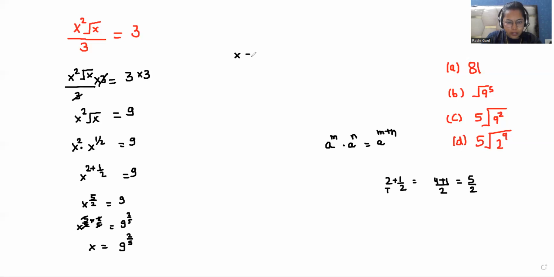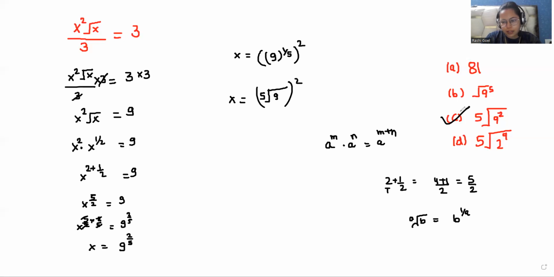or I can write it as x is equal to 9 power 1 by 5 whole squared. And according to the rule, that is a root b is equal to b power 1 by a. So I can write it as x is equal to fifth root of 9 squared. So our final answer is option number C.